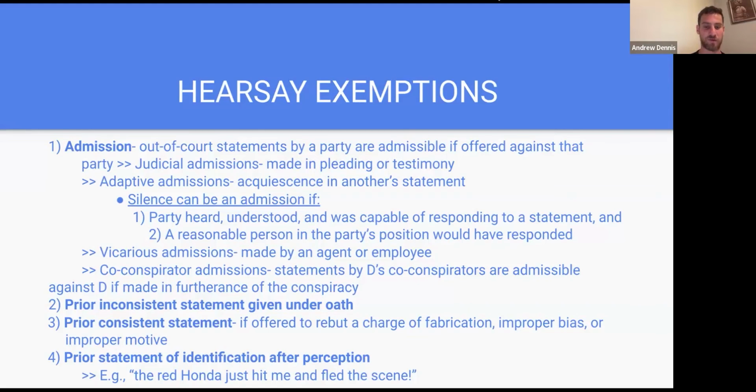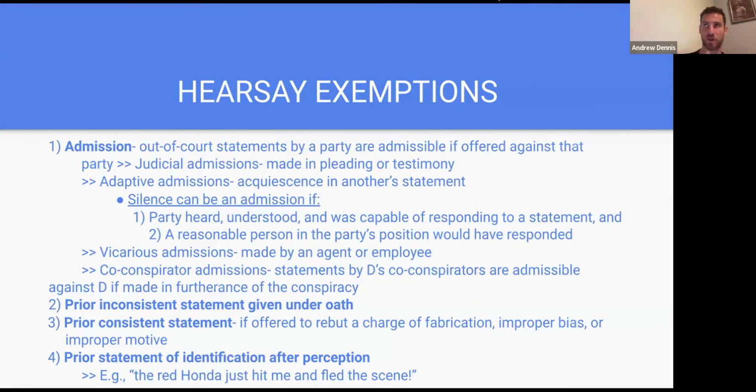The red Honda just hit me and fled the scene. We had a question today where it's like, could this be brought in as a recorded recollection or a statement of identification? The answer was both, because they forgot what they said, but it was reliable. So it was recorded recollection, and it was an identification. They said like, Tommy with this license plate just left, or maybe it was even a present sense impression. I think it was. Regardless, there are certain times where a statement can qualify for multiple reasons. So just know that these are the exemptions: admissions, inconsistent statement given under oath, prior consistent statement, and then prior statement of identification after perception.